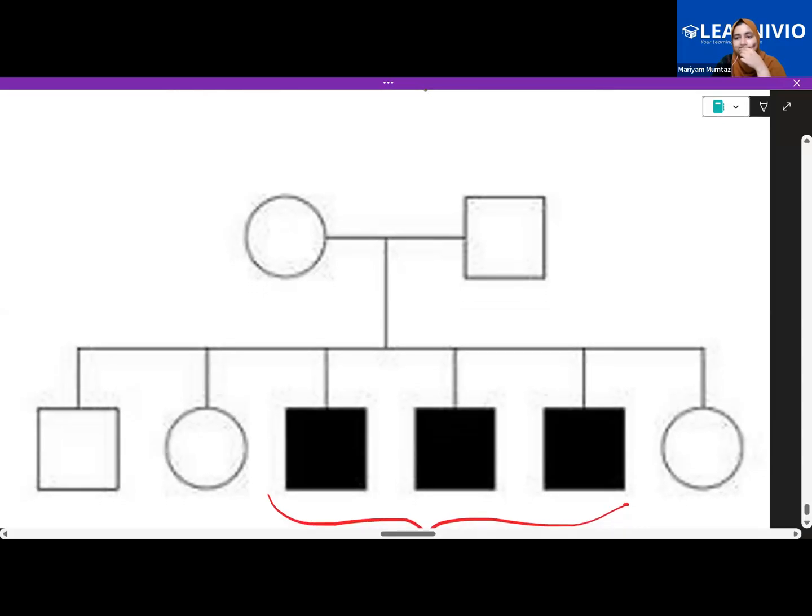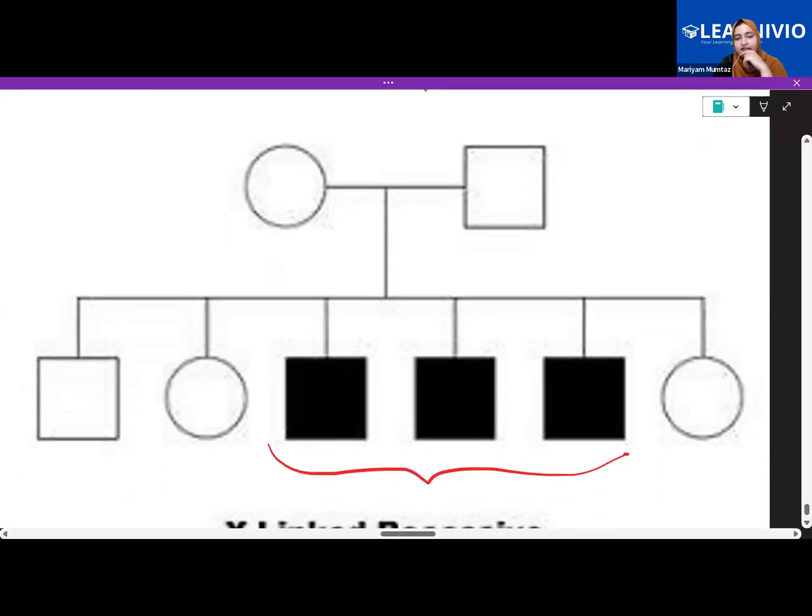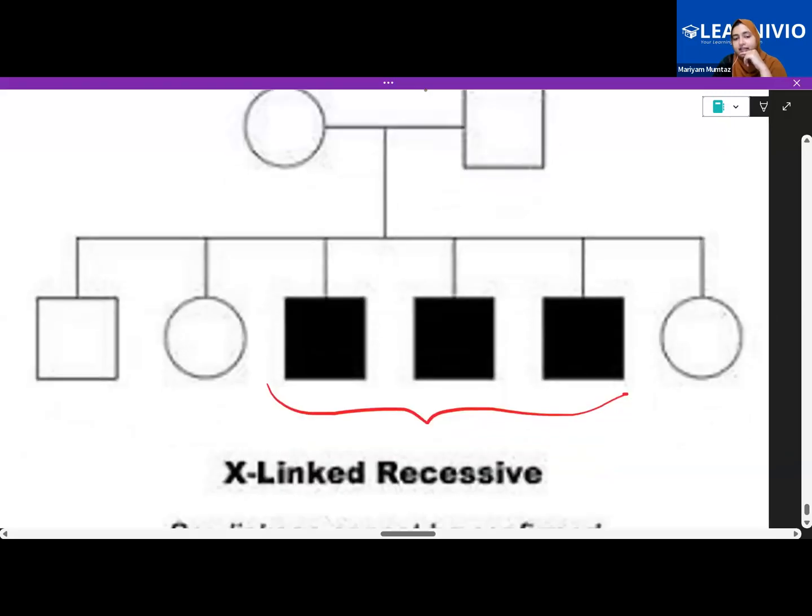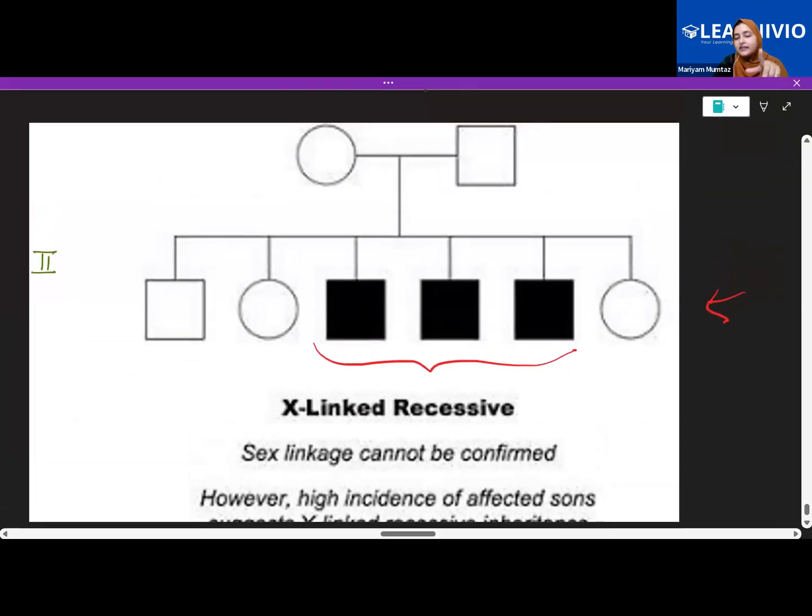No, because in the first generation there is no affected. So it's not affected individuals, right? But the males are affected, right? They have written X-linked recessive, but I don't think this is X-linked.